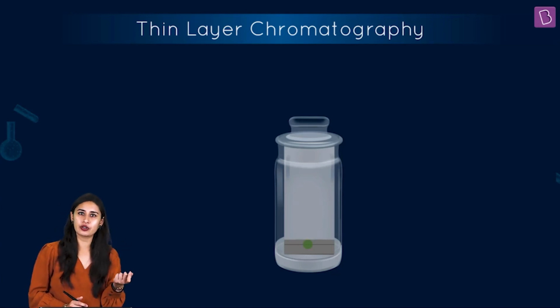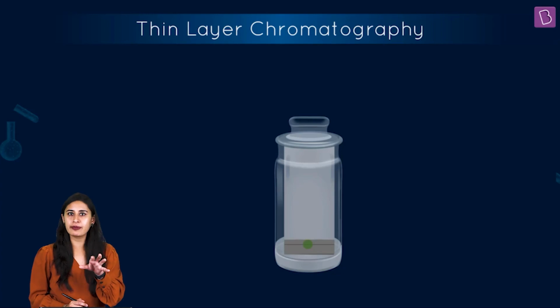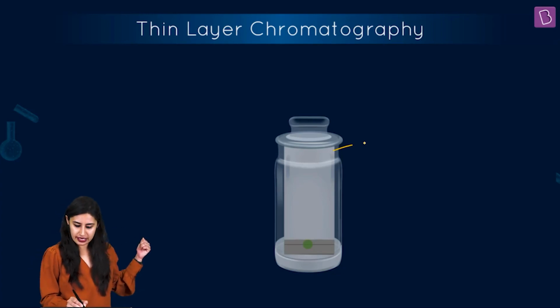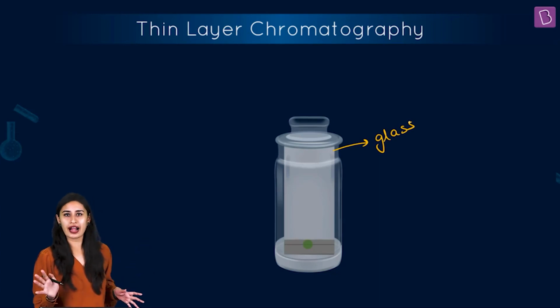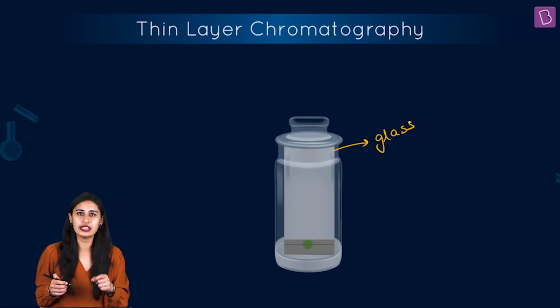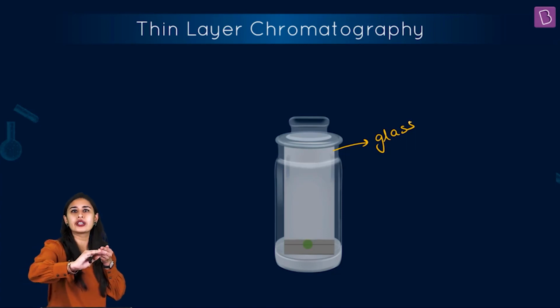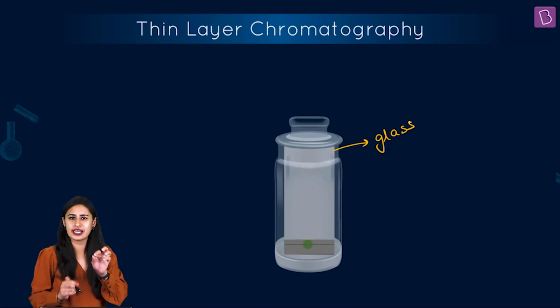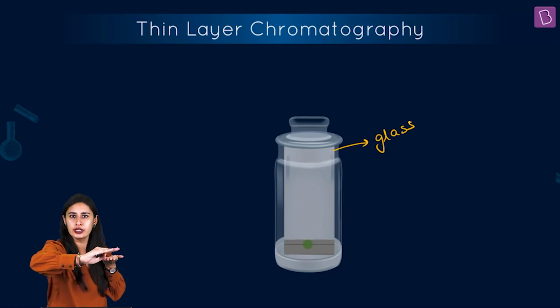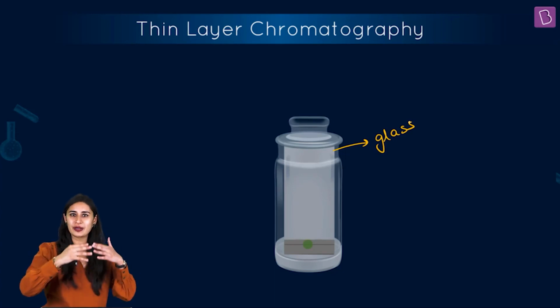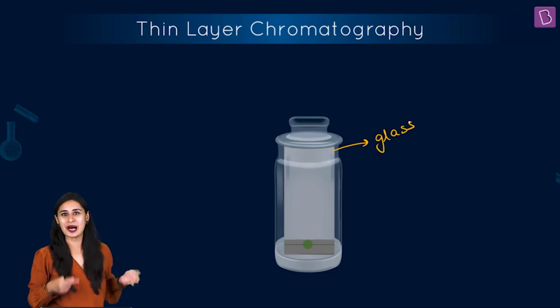Why is it called thin layer chromatography? Is the chromatography plate, this glass plate that you can see, thin? Not actually. The name thin layer chromatography comes from the adsorbent that we are coating. It's an approximately 0.2 mm thick layer that we coat over a suitable sized glass plate. And this now acts like a stationary phase on which the components are going to travel up, right?